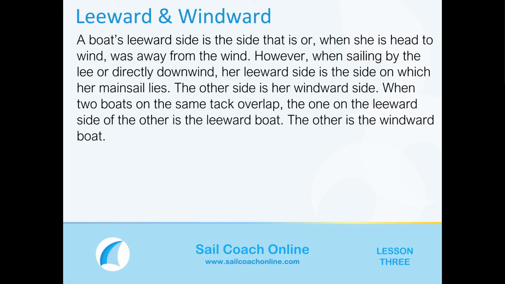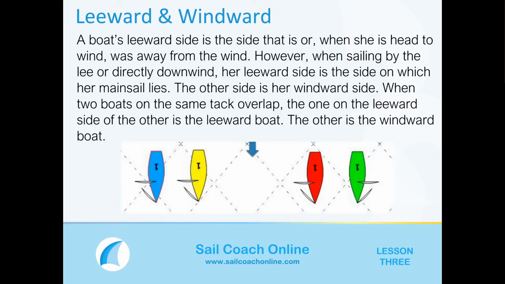The next one we'll look at is leeward and windward. A boat's leeward side is the side that is, or when she is head to wind was, away from the wind. However, when sailing by the lee or directly downwind, her leeward side is the side on which her mainsail lies. The other side is her windward side. When two boats on the same tack overlap, the one on the leeward side of the other is the leeward boat. The other is the windward boat. We'll have a look at a diagram for that.